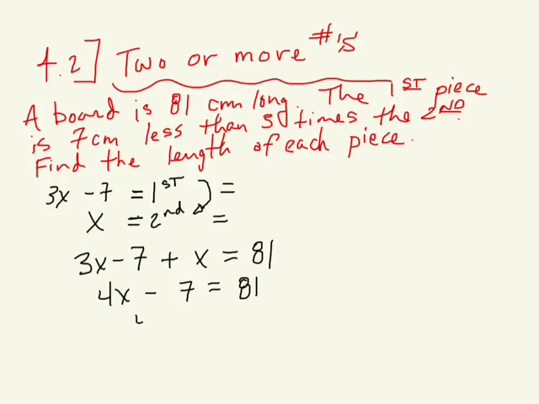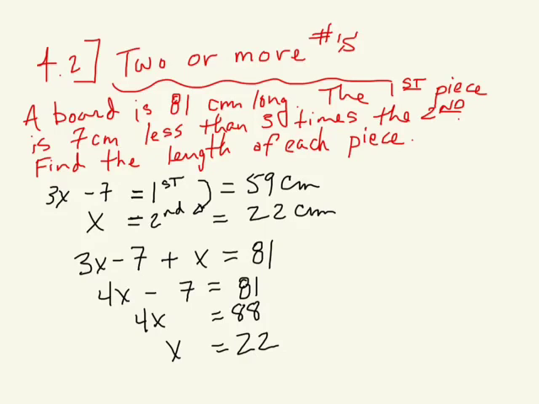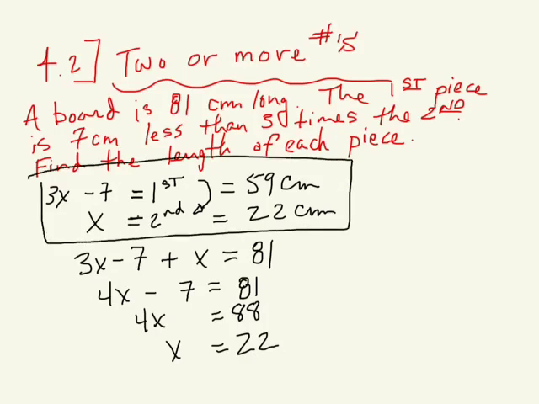Now, I'm not going to make you add 7 to both sides. You should by now know that you're going to add 7 to both sides. So 4x equals 88. And I'm not going to show you divide by 4 from both sides. You should know you're going to divide both sides by 4. So x equals 22. So this piece is 22 centimeters. This piece is 3 times 22, which is 66, minus 7, which is 59. So this is 59 centimeters. And if you remember, I told you you're going to box in the top now. So there's the top boxed in.